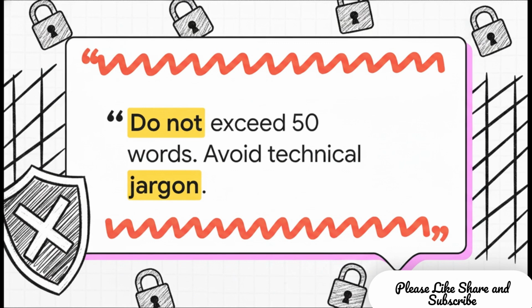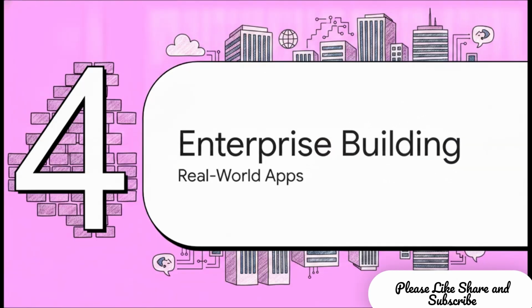And finally, the constraint prompt. Setting firm boundaries like "do not exceed 50 words" or "avoid technical jargon" is absolutely critical. This keeps the AI tightly focused and acts as your primary defense against the model hallucinating or just wandering off on a tangent.